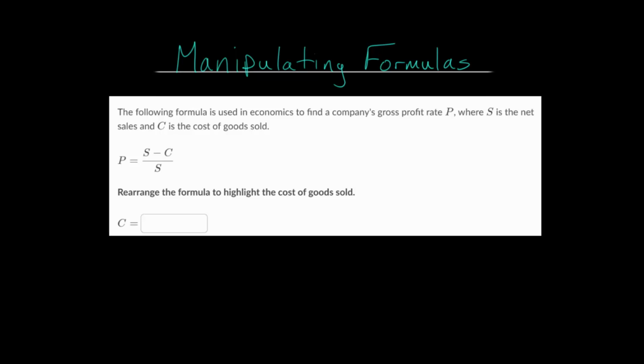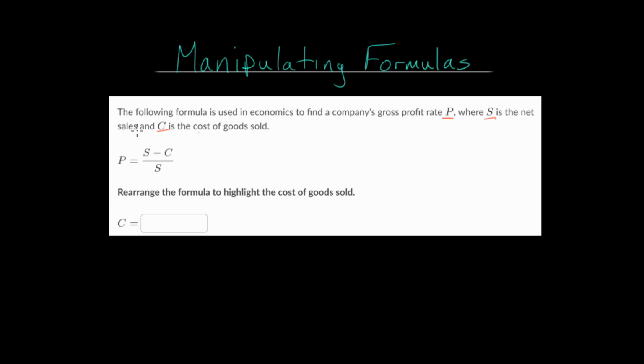In this video, I'd like to talk about manipulating formulas. Essentially, we will look at different algebraic formulas using these variables, and we will need to solve for one in particular. Now, with this problem, the following formula is used in economics to find a company's gross profit rate P, where S is the net sales and C is the cost of goods sold.